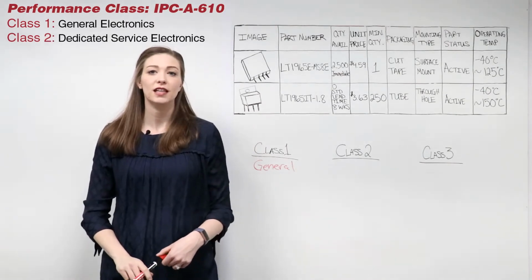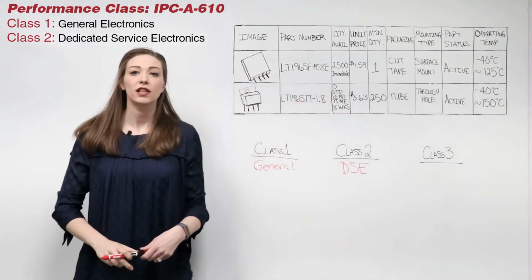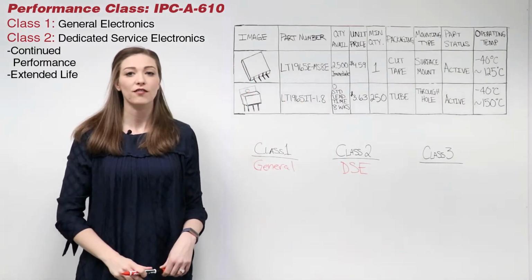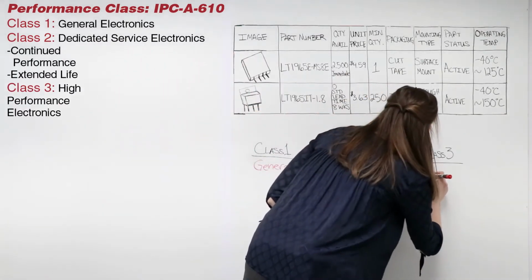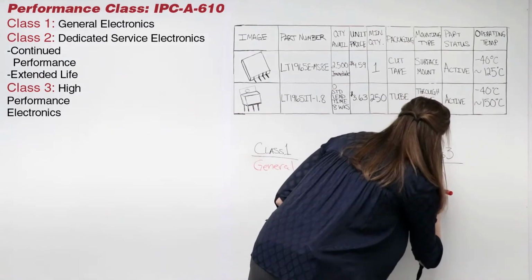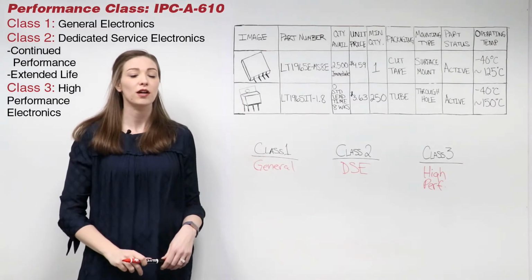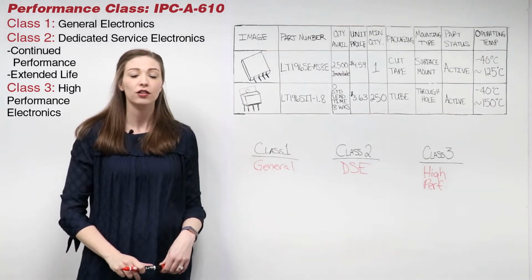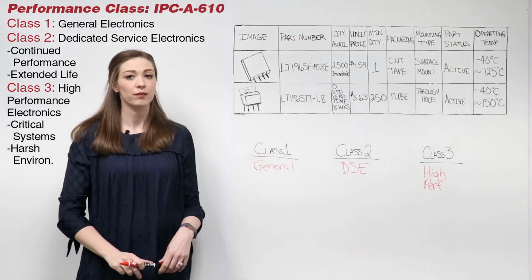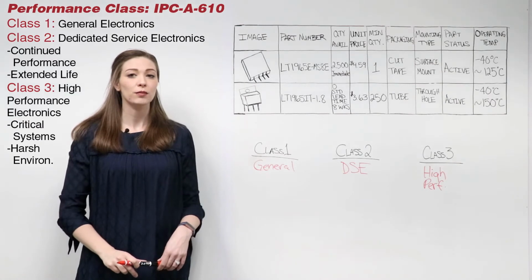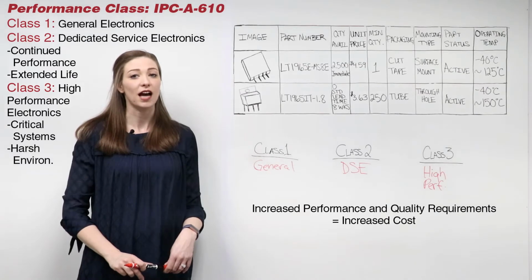Class 2 is defined as dedicated service electronics. These are products where continued performance and extended life are required. Class 3 is for high-performance electronics. Class 3 products must function when required, such as life support or other critical systems. These products may be used in uncommonly harsh environments. Please note that due to the required performance and quality levels, the cost of components increases for each class.